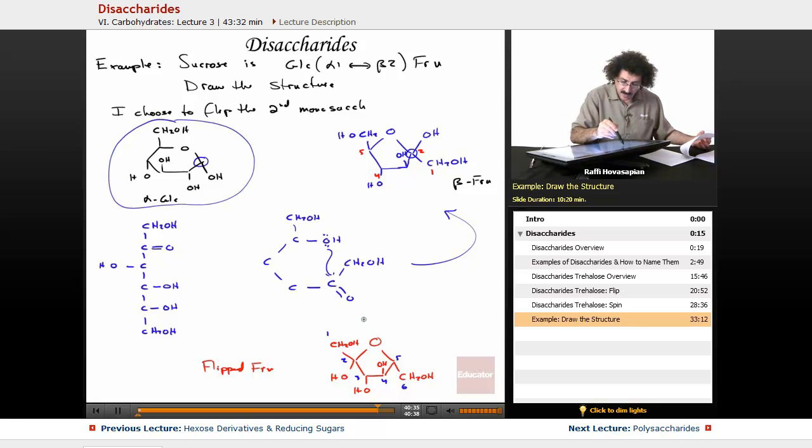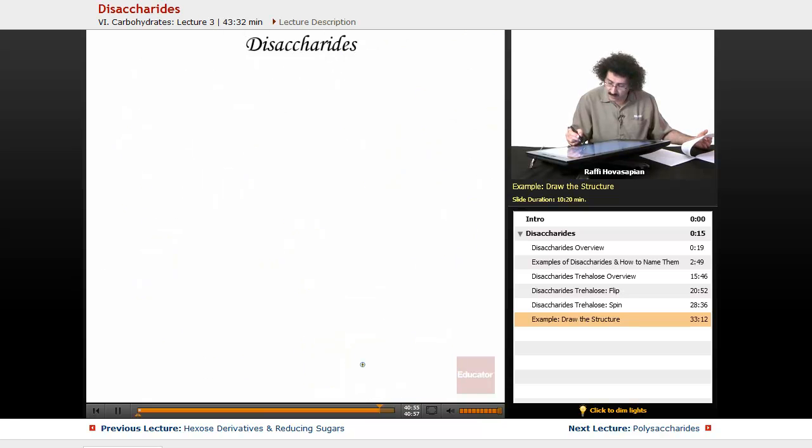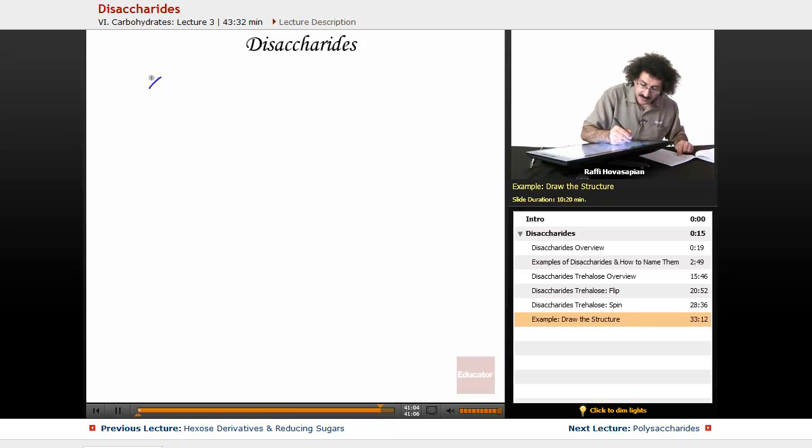This is our first sugar. This is our flipped fructose. I'm going to connect that carbon with this carbon, the number 2 carbon. And you notice this hydroxy is down, and over here, this hydroxy is down below the ring. So my final sucrose structure is going to look like this. Let me make this kind of big. Okay, I've got 1, 2, there, there, there.